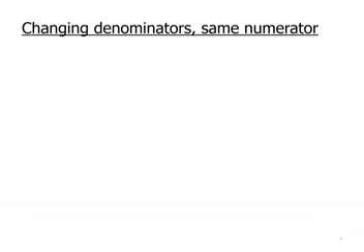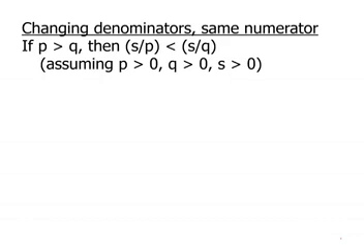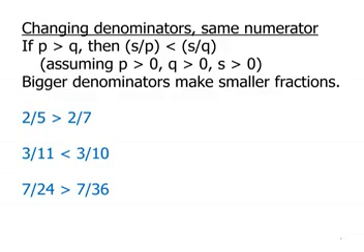What if we change the denominator and keep the numerator the same? Well, if we make everything positive here, then if we make the denominator bigger, we get a smaller fraction. This is a really big, really important idea. Make the denominator bigger, we get a smaller fraction. So for example, 2/5 is greater than 2/7. When we make the denominator bigger, the fraction gets smaller. 3/11 is less than 3/10, and 7/24 is greater than 7/36.